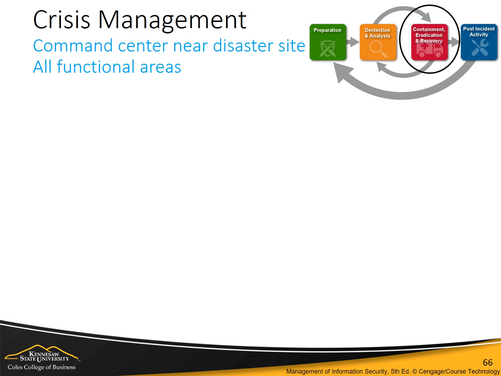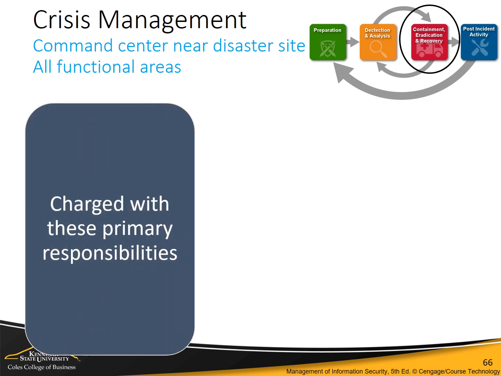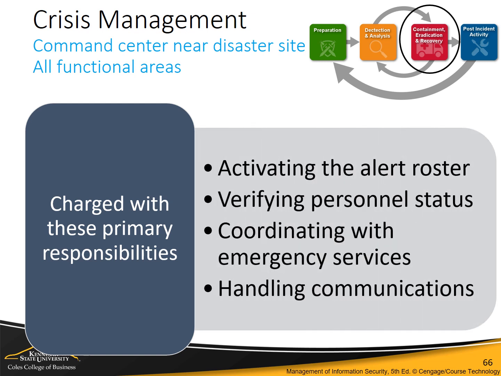The crisis management planning team, CMPT, should establish a base of operations or command center near the site of the disaster as soon as possible. The crisis management planning team should include individuals from all functional areas of the organization in order to facilitate communications and cooperation. The crisis management team is charged with these primary responsibilities: activating the alert roster, verifying personnel status, coordinating with emergency services, and handling all communications.